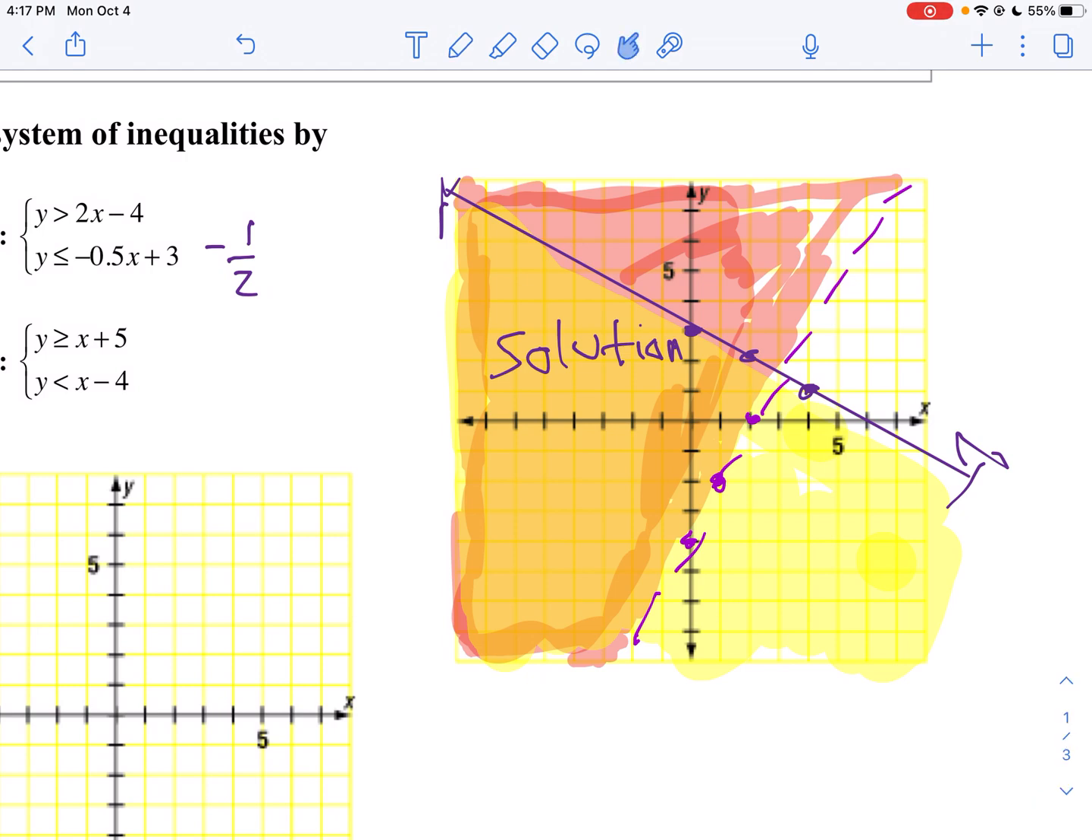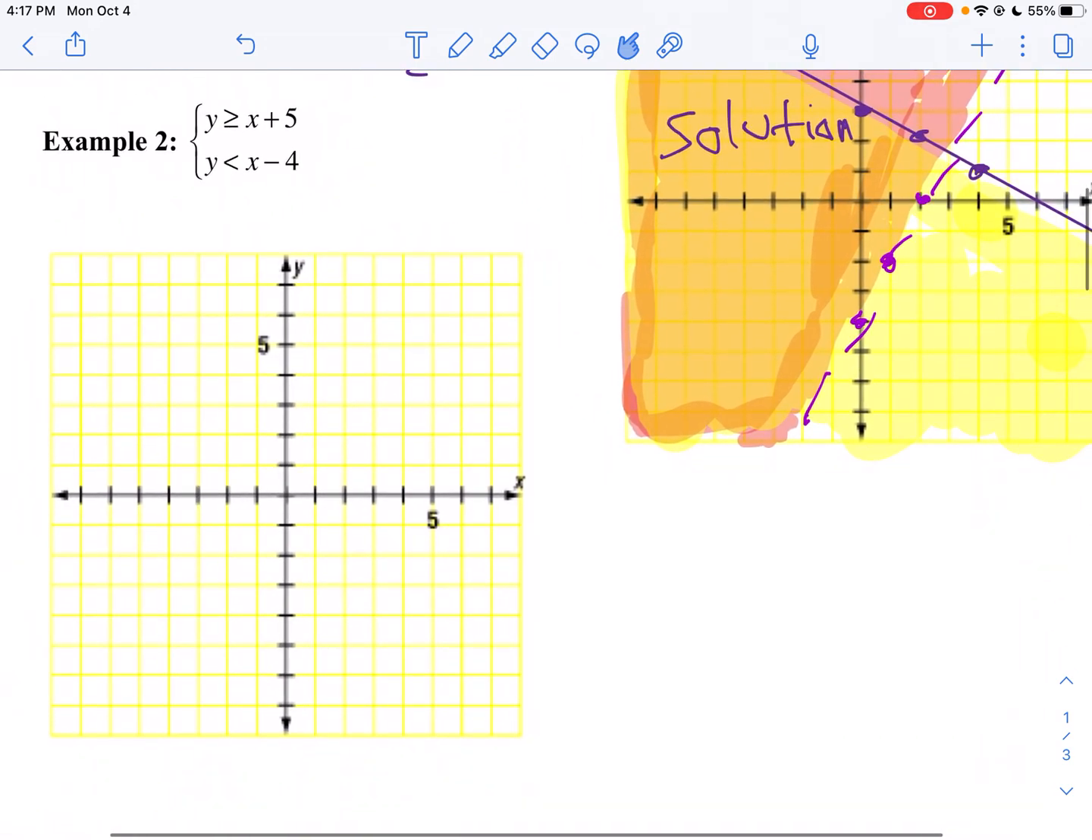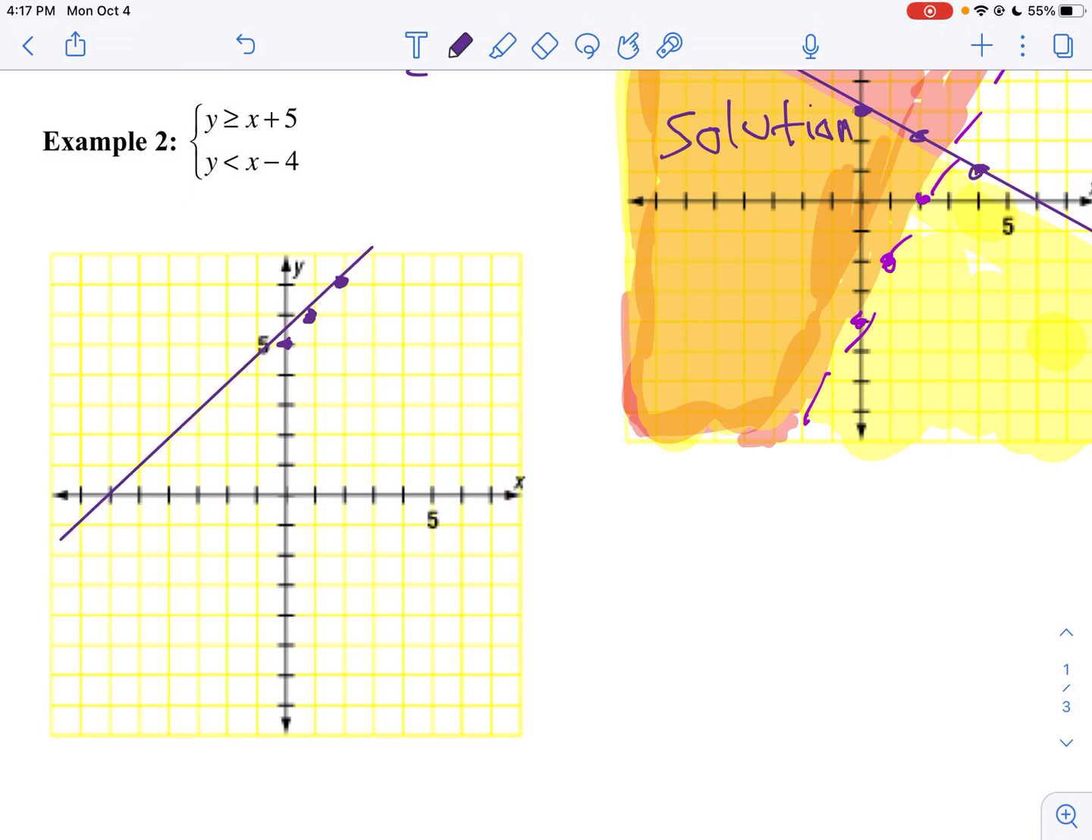Okay, let's take a look at the next example. We'll do kind of the same thing. Just going to take a look at a couple different problems here. So my y is greater than or equal to x plus 5, so I go up 5. Put a point on my graph. My y-intercept is 5. My slope is 1, so you go up 1 and over 1. And then I'm going to have a solid line because it's greater than or equal to. And since it's greater than, I'm going to shade above my line. So we're looking at this region right here.